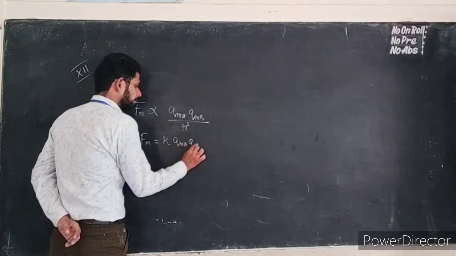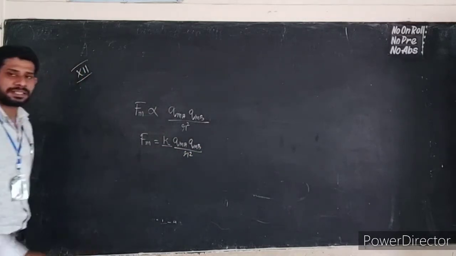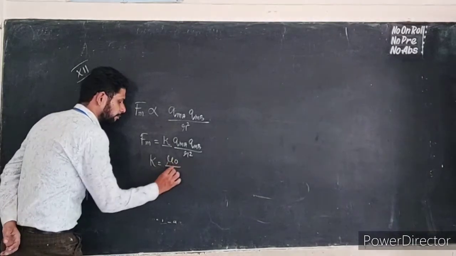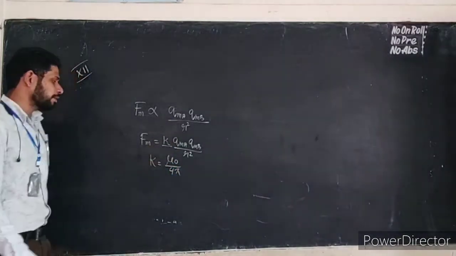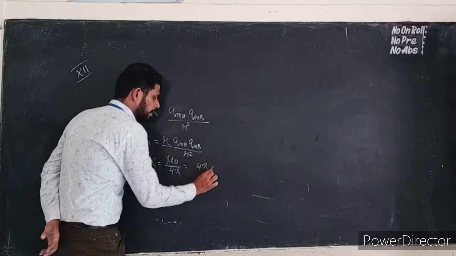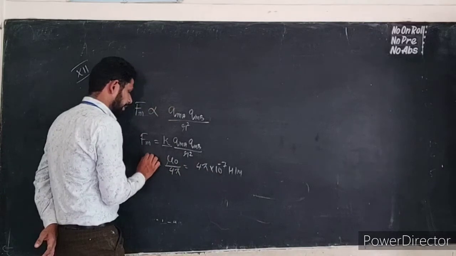K Qm1 Qm2 by r square. What is the value of K? K is called the proportionality constant, and K will be equal to mu naught by 4 pi. Now, what is the value of mu naught? Mu naught is nothing but 4 pi into 10 power minus 7 Henry per meter.